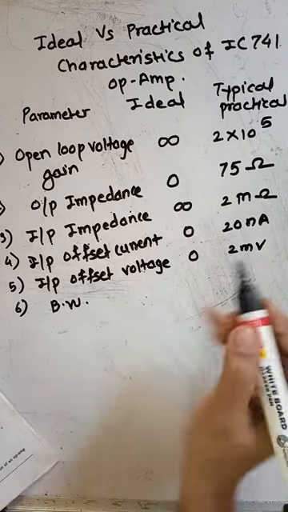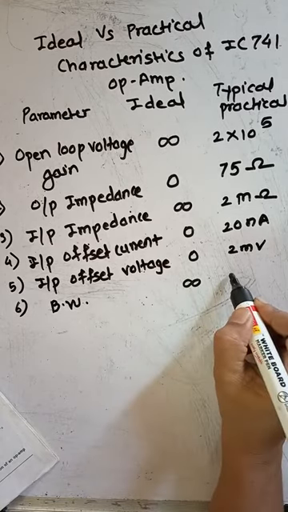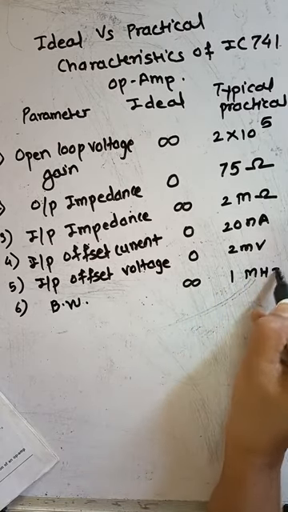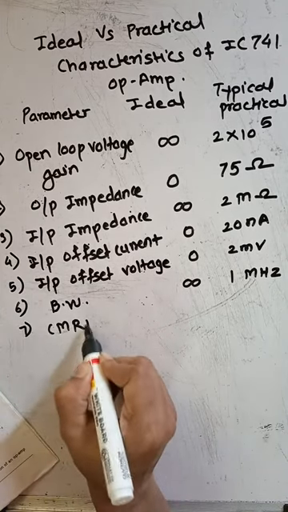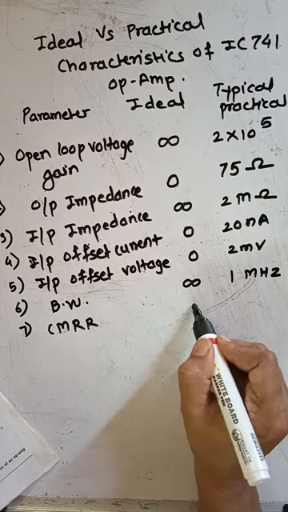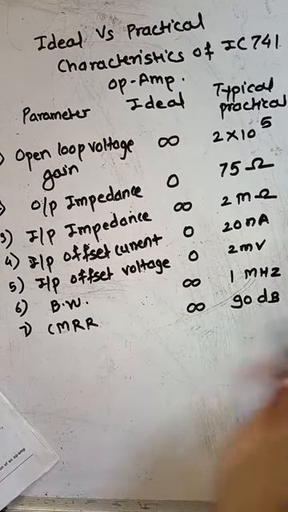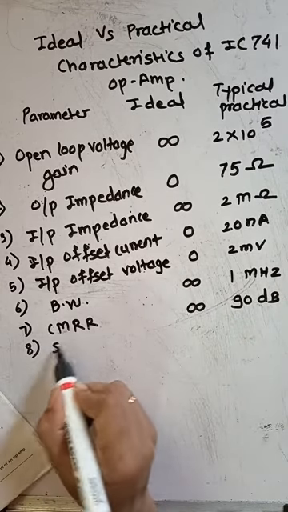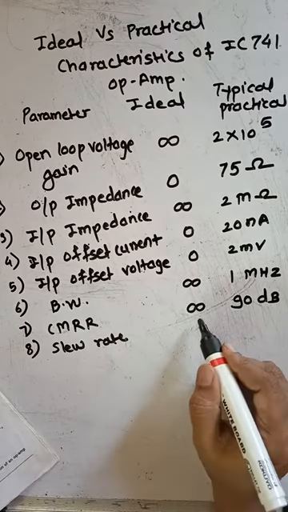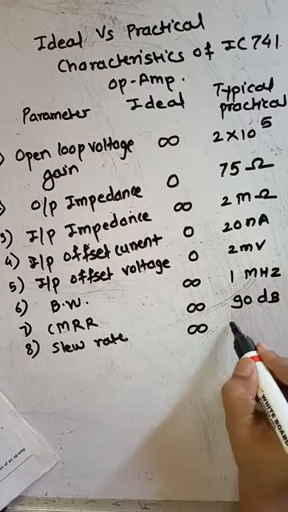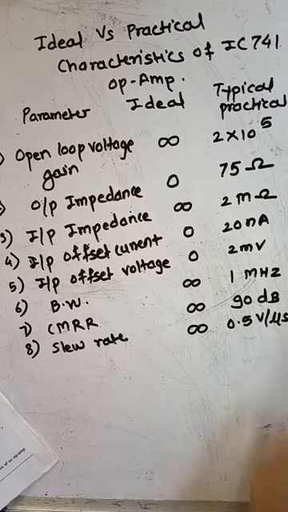Bandwidth, ideally it should be infinite but practically it is 1 megahertz. Common mode rejection ratio, for ideal op-amp it is infinite and practically it is 90 dB. Slew rate of op-amp, ideally it is infinite and practically it is 0.5 volt per microsecond.